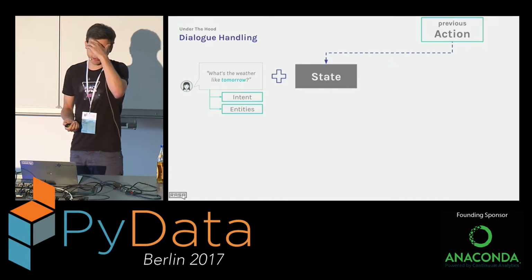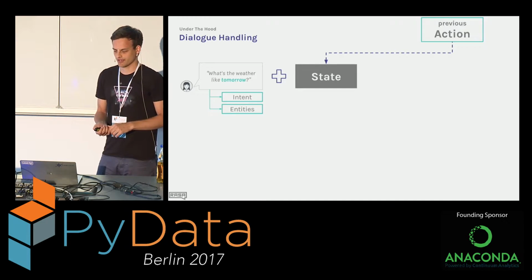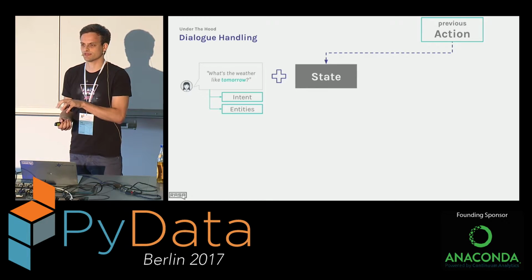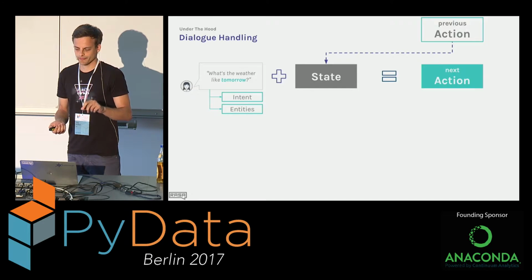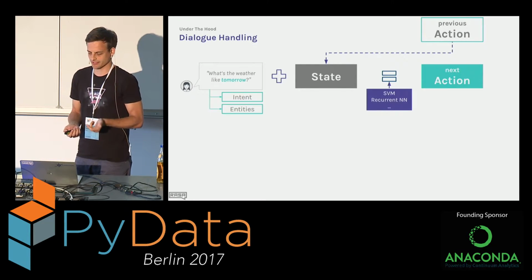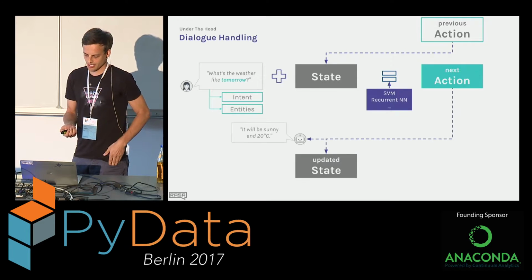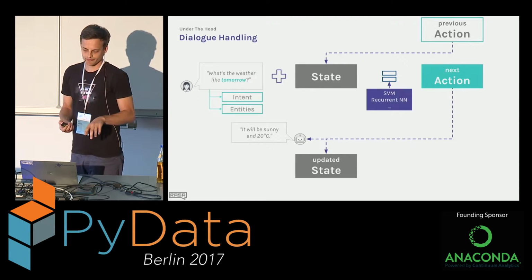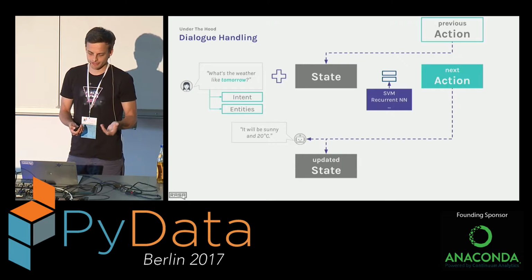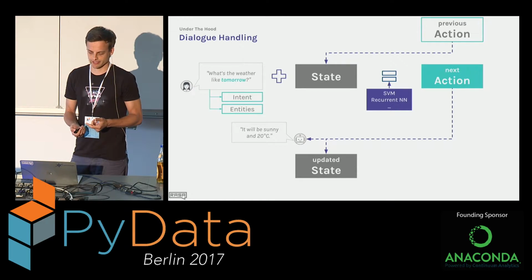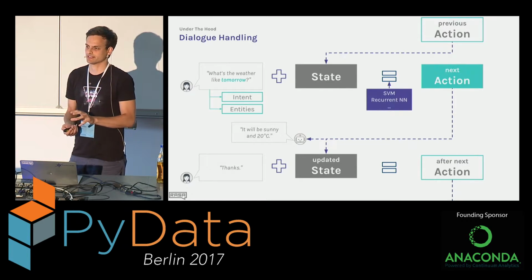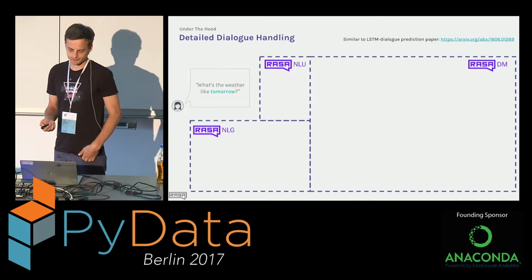So how does the dialogue handling look like? Here's a pretty simple graphic of how that works. We've got our message and the structured data out of that message. We combine it with the state we've collected across all messages, and that calculates the next action. So it's pretty easy, and that can be an SVM, a recurrent neural network, depending on how much data we have. And that next action then creates the output to the user. So in this case, it will be sunny, 20 degrees, and updates the internal state. So that's the whole idea. Next message comes in, we use the internal state and predict the next action. So this is the whole flow that all of these dialogue systems use to predict next actions.